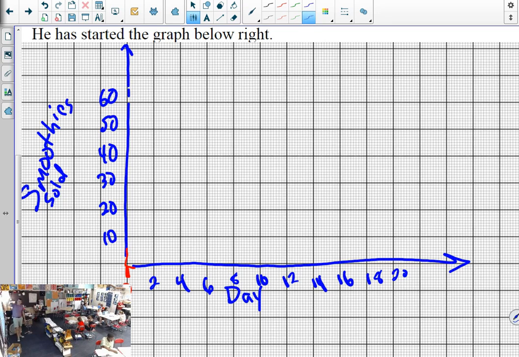So my first couple are going to be a bit tough to graph because I have day 3 and 3 smoothies sold. So that 3 smoothies sold is going to be pretty low down here. Day 4, 5 smoothies sold. Halfway between the axis and the 10. Day 6, we sold 10. Day 9, we sold 20. Day 10, we sold 28. Almost to 30 there. Day 12, we sold 38.